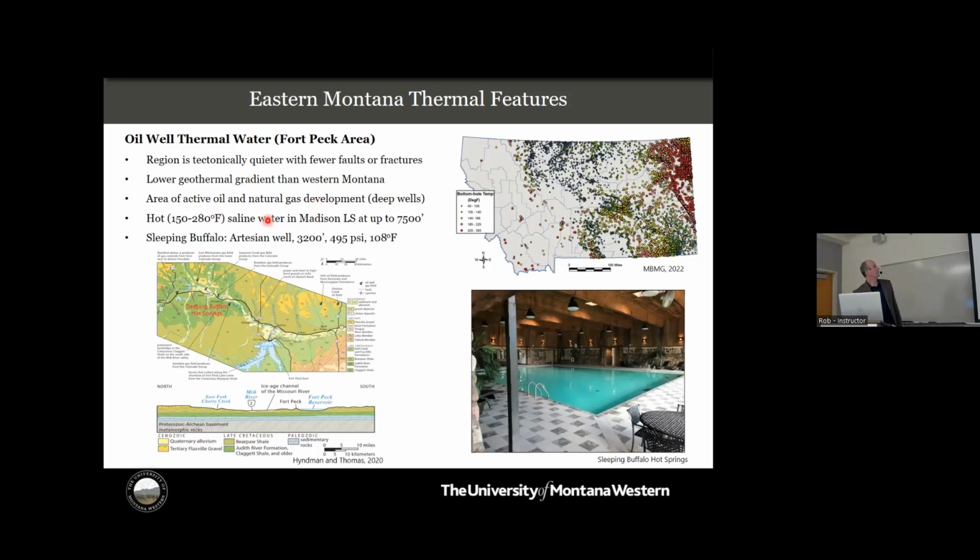So the one place that I wanted to feature is a fairly well-known hot springs near Malta, in the Malta area, east of Malta, called Sleeping Buffalo Hot Springs. And this is a well that was drilled down to 3,200 feet, and the water comes out at the surface at 495 psi and carries a temperature of 108 degrees. And so that well generated hot springs, and it's got a long history to it.